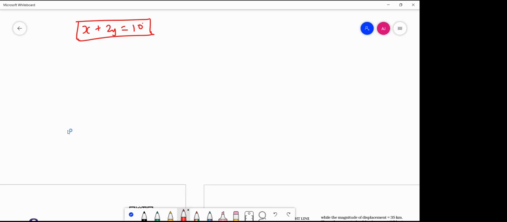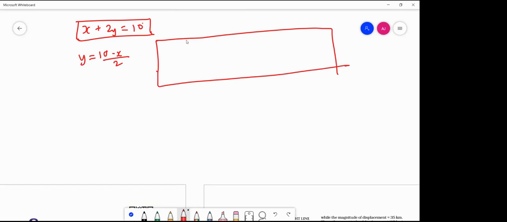Sir, it will be 10 minus x by 2. Perfect. So y will be 10 minus x by 2. Now, to find the solutions, what do I need to do? I will have to put different values of x and get different values of y. They will be called solutions of the equation.